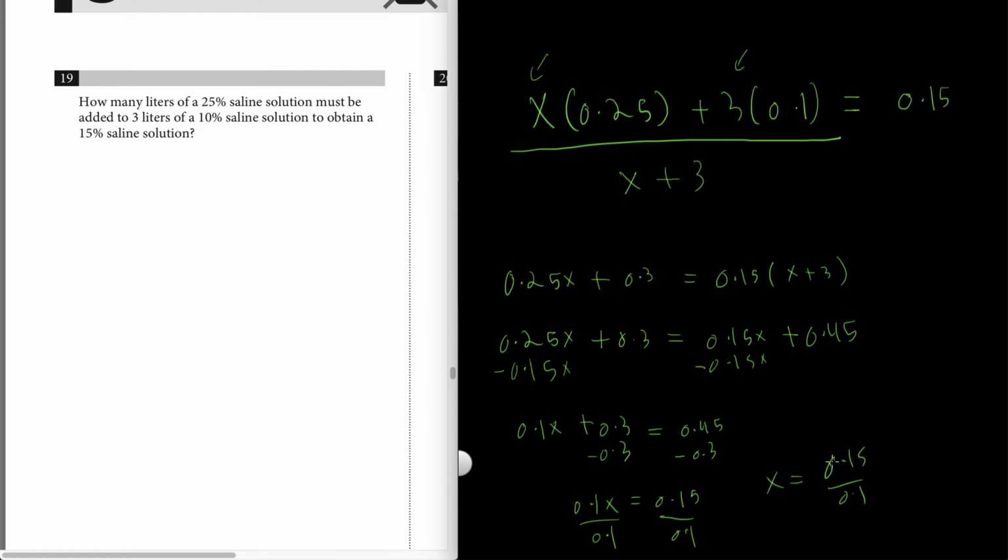So we can't really put this answer on the test because you only have 4 spaces to put the free response answers. So we have to simplify this. What I noticed we can do is multiply the top and bottom by 10 to get a 1 on the denominator, right? So we get 10 times 0.15 is 1.5, and 10 times 0.1 is just 1, right? So 1.5 over 1, well, that's just 1.5. So x is equal to 1.5 liters.